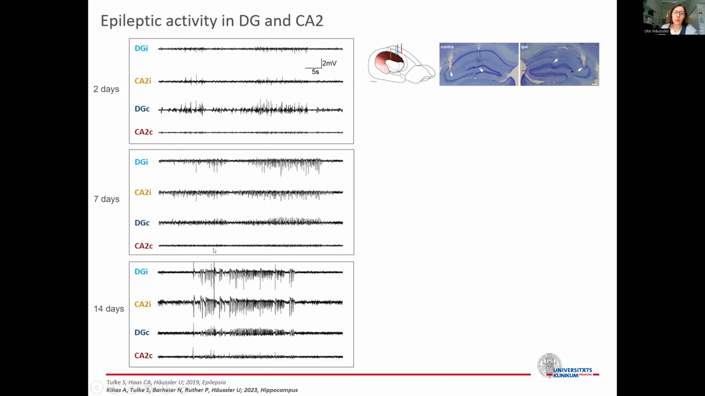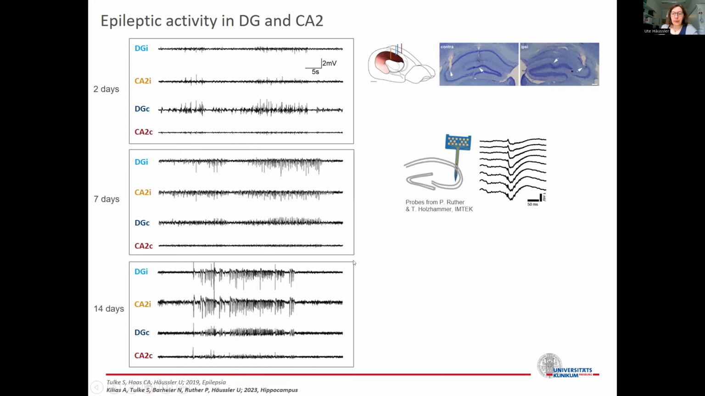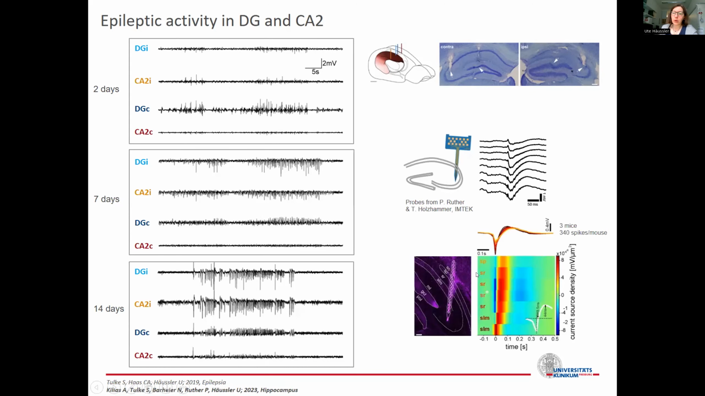And this gets more and more, so you see a development of a stable pattern of epileptic activity in the dentate of the ipsilateral injected hippocampus, in CA2, but also on the contralateral side. And to make sure that the ipsilateral CA2 signal is a local signal that is really generated there and not just volume propagated from the granule cell, we implanted silicon probes into CA2 and recorded there.